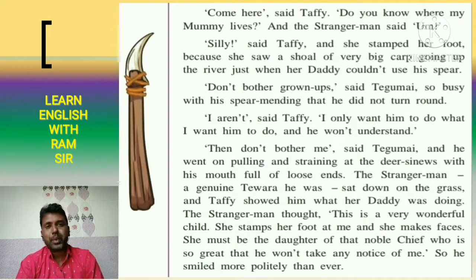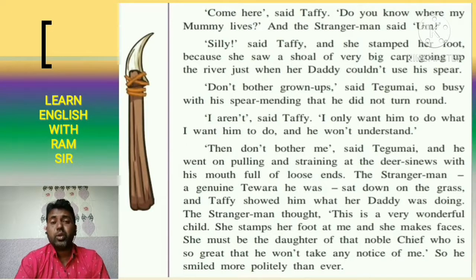तो वो अपना जो भाला है वो अपनी पीठ दूसरी तरफ करके बैठा हुआ है और उसे पता भी नहीं कि कौन सा इंसान वहां पे आया हुआ है. So, "Then don't bother me." यानी वो टेगुमे कहता है Taffy से that don't bother me. यानी मुझे तकलीफ मत दो. Okay, don't do this particular thing. And said Tegumai.